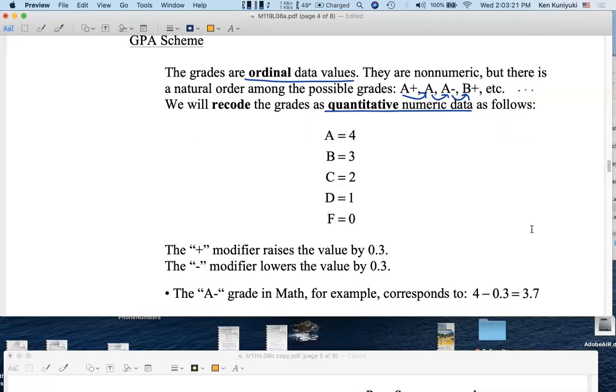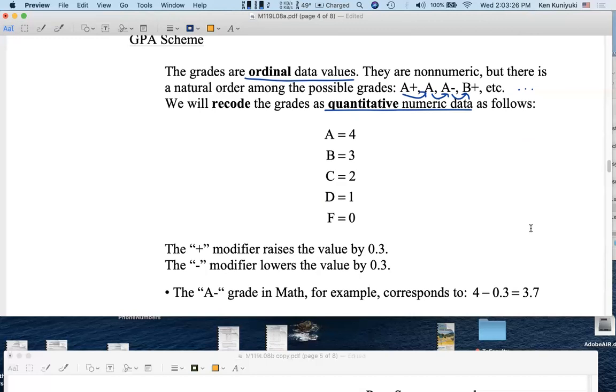So a student might say, oh, I wish we didn't have modifiers. Then I think I would have gotten a straight A. That would have been 4 grade points. All right.